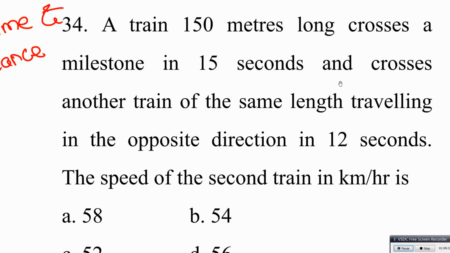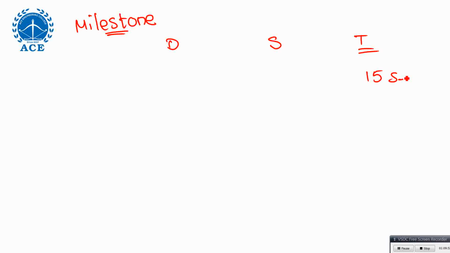So here we have two different cases. One is the train crossing a milestone. The other is a train crossing another train. First, when the train is crossing a milestone: distance, speed, and timing. What's the timing it took? 15 seconds to cross. Speed, which is moving there? Train only. So ST means speed of the train.